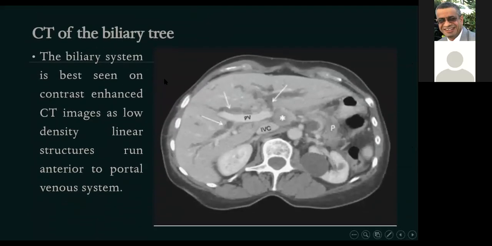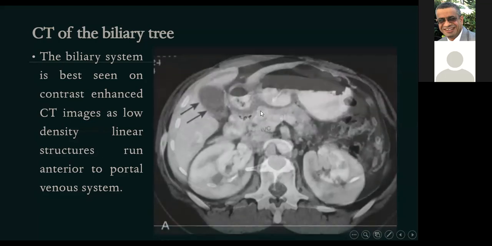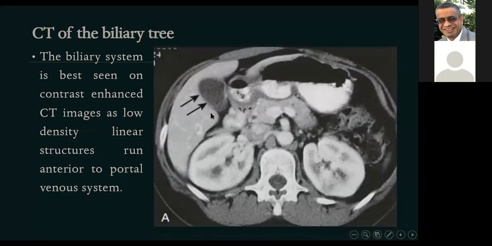CT of the biliary tree. During imaging of the biliary tree, we use IV contrast enhanced CT. So the biliary tree will appear as a low density linear structure. Here we can see the biliary tree because it does not take the contrast. We can see the CBD and the common hepatic duct anterior to the portal vein. This is the gallbladder.